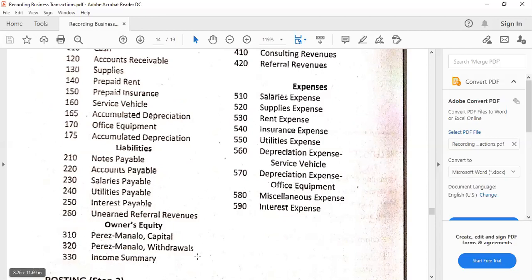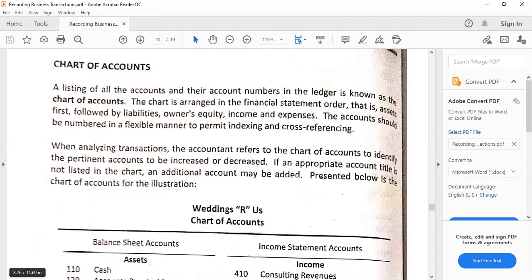And take note again of how we make use of the account title. We have the last name of the owner or proprietor, comma, capital, as well as for the withdrawals. And going back, the chart of accounts is a list in order of the classification. No wonder I told you from the very beginning to familiarize yourself with the order of the accounts: assets, liabilities, owner's equity, income, and expenses, because this will be utilized as we go along the way and throughout the discussions.